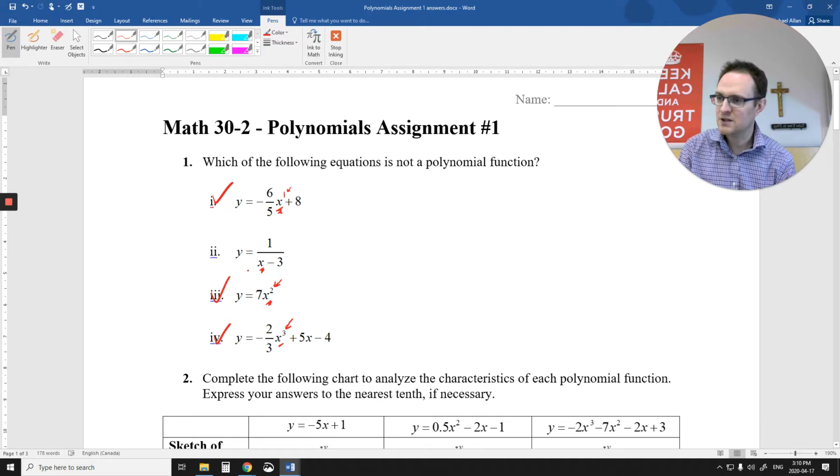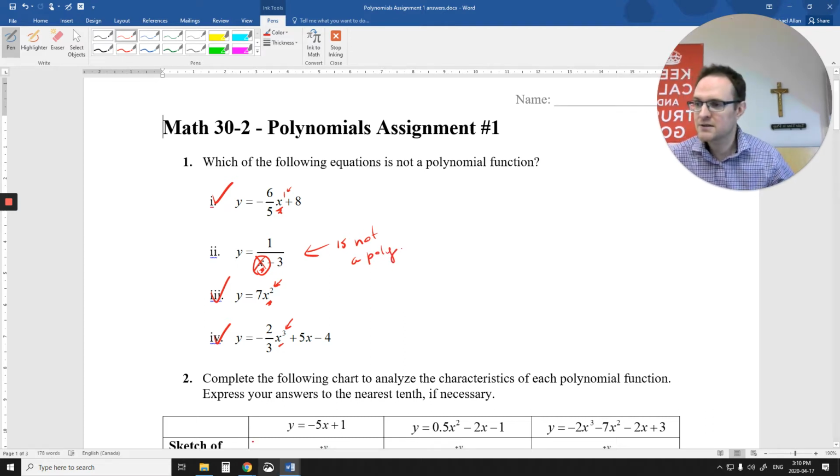The reason I'm not saying question 2 here is because the x is in the denominator. This is in a bad spot, right? It's not really a bad spot. It's just that this makes it a rational expression. It would have a negative exponent if it's in the denominator like that. So which of the following is not a polynomial? Question 2 is not a polynomial, just because of where that x is.